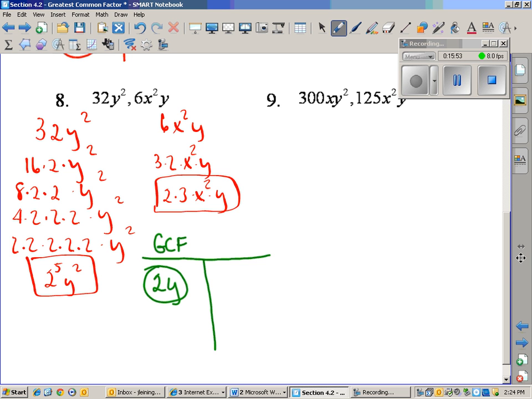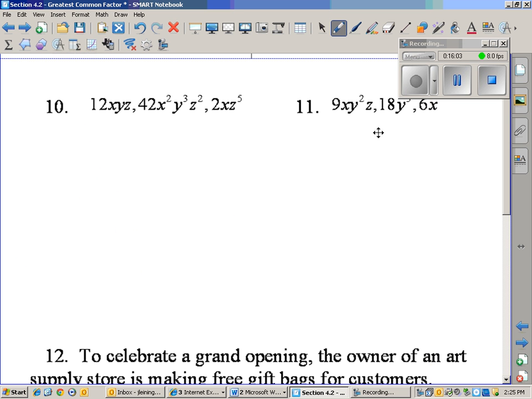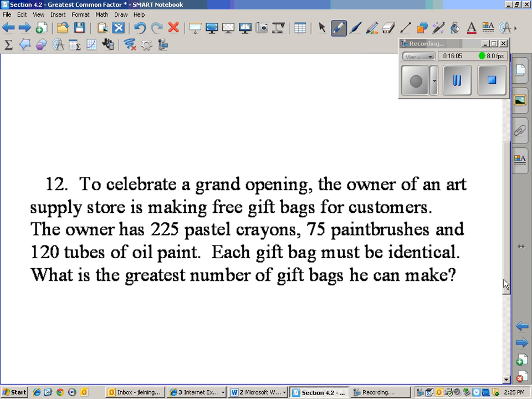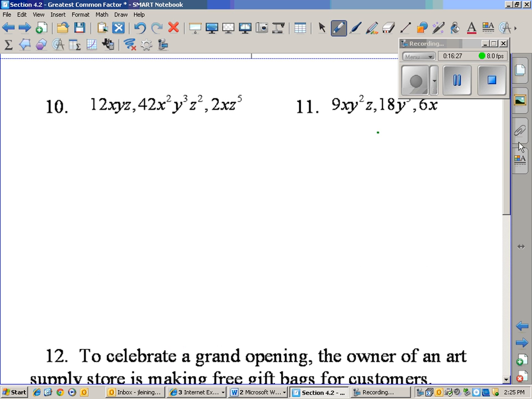So I think you guys can finish up the next few problems. You've got 9, 10, 11. Number 12 is a word problem. It's pretty straightforward. It's just asking you to use the GCF to put together these free gift bags. So you read this, see what you can figure out, but my hint is that with these 3 numbers, you're going to need the GCF to indicate how many identical bags he can make with exactly the same amount of stuff in each bag. So if you need to watch the video again, please do that.